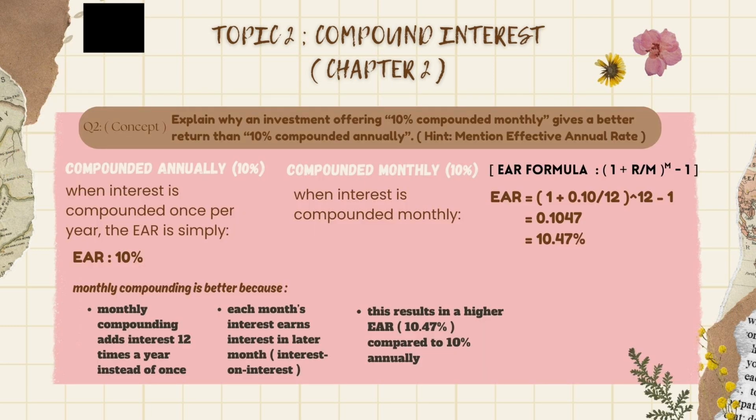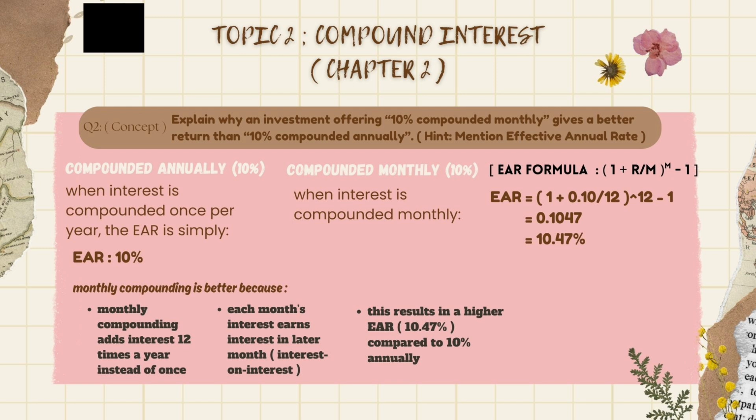For question number 2, explain why an investment offering 10% compounded monthly gives a better return than 10% compounded annually. When interest is compounded once per year, the EAR is simply 10% only. But when it is compounded monthly, we use the EAR formula, so it will become 10.47%, which is higher than 10%.